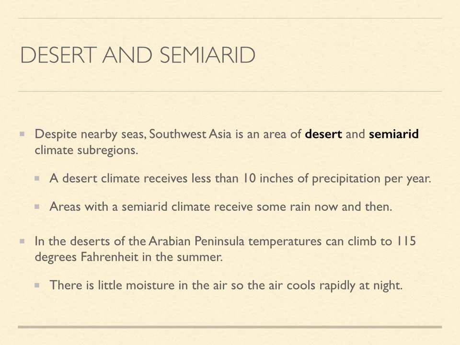A desert climate, remember, receives less than 10 inches of precipitation per year. And areas with a semi-arid climate, they do receive some rain now and then. In the deserts of the Arabian Peninsula, temperatures can climb to 115 degrees Fahrenheit in the summer. There's little moisture in the air, so the air cools rapidly at night.